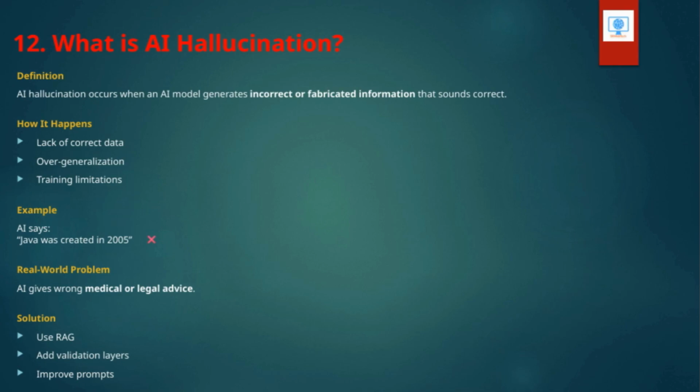So, what can we do to mitigate AI hallucinations? One approach is to use Retrieval-Augmented Generation, or RAG, which helps ground the AI responses in actual data. Adding validation layers to check the information before presenting it is also vital. Improving prompts, making sure they are clear and specific, can reduce misunderstandings. All these strategies are part of the broader effort to ensure AI is reliable and trustworthy.